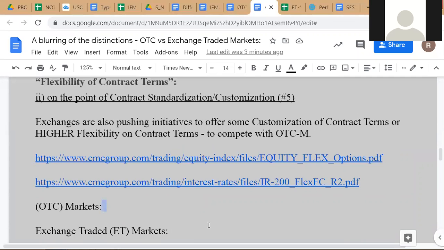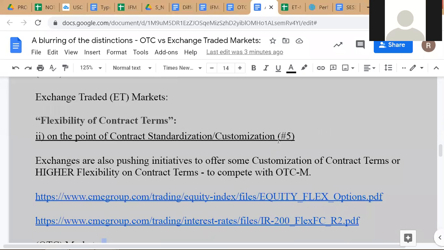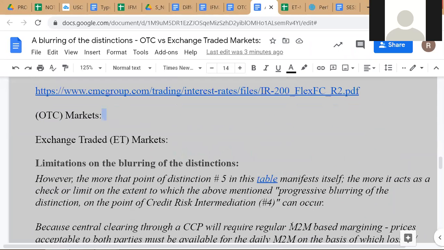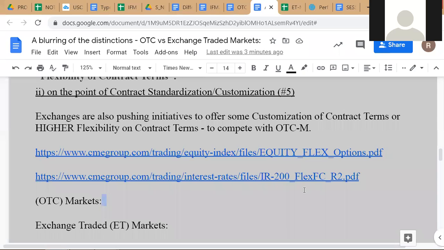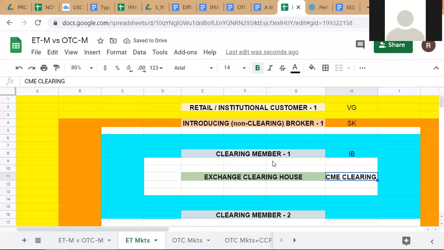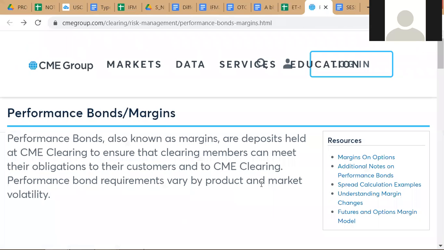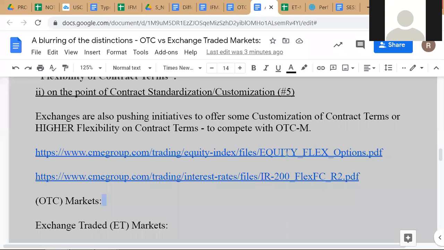Okay. So the other point I wanted to mention is that there is also a blurring of distinctions happening on the point of contract standardization or customization, where exchanges are trying to offer some flexibility. You can read about these products and get a feel for it, because normally exchange products have very highly standardized terms, no flexibility at all, but they're trying to offer some flexibility to draw the OTC players, okay? Because remember, OTC players are used to highly customized contracts. So to attract some of the OTC players, they are coming out with new initiatives like flex options.